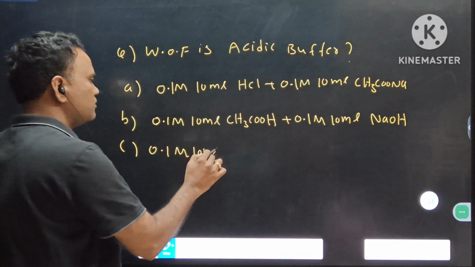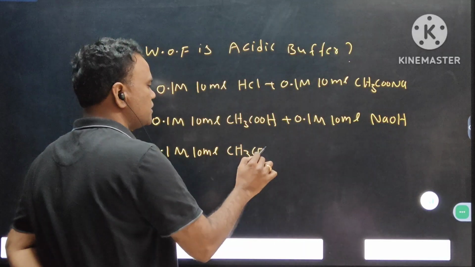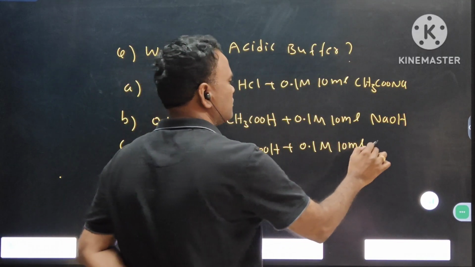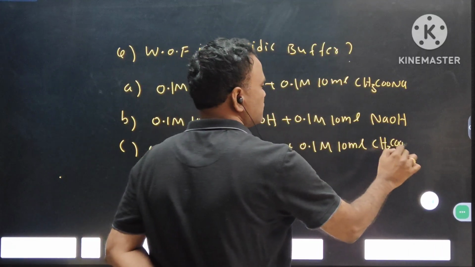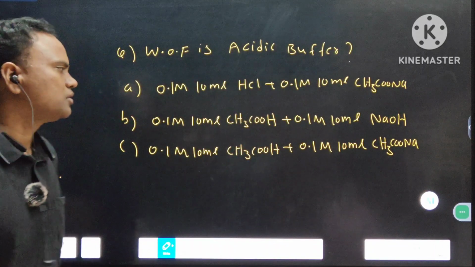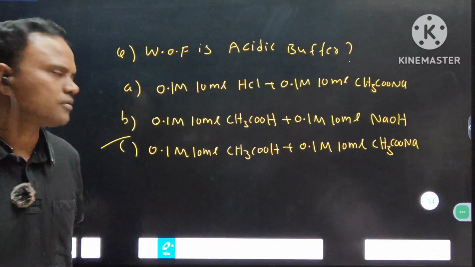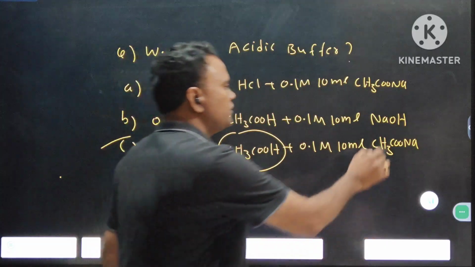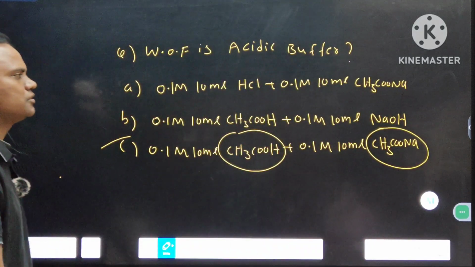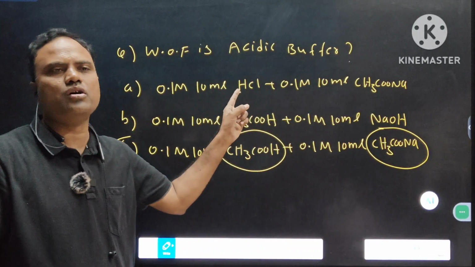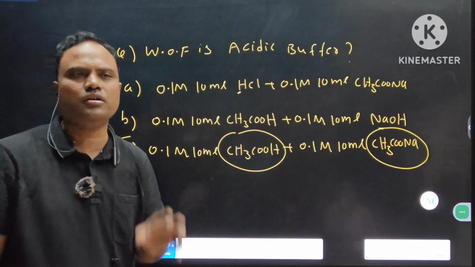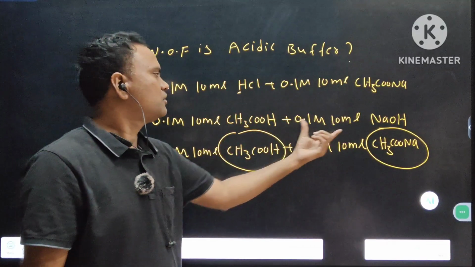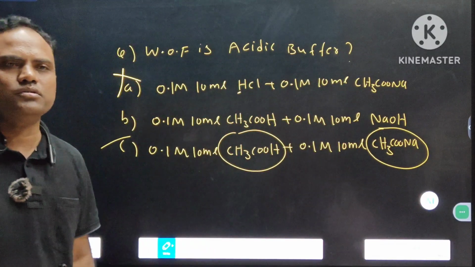0.1 molar 10 ml acetic acid plus 0.1 molar 10 ml. Very easy question. Third one on the basic level question. See, in this mixture weak acid is present and its salt of strong base is present. Clear? First one is not correct. Why? Strong acid. According to definition, what is acidic buffer? Weak acid should be present. So this is wrong. Here base is present, not salt. Okay.